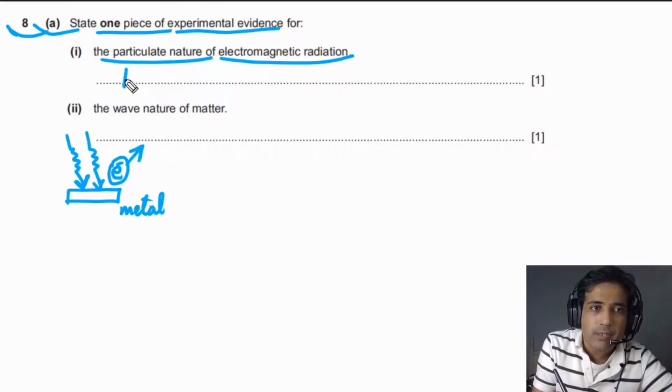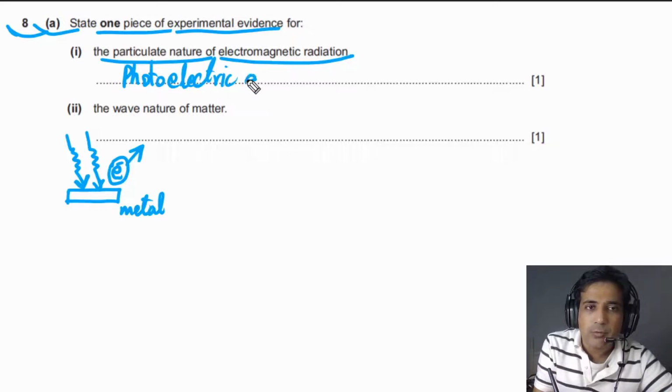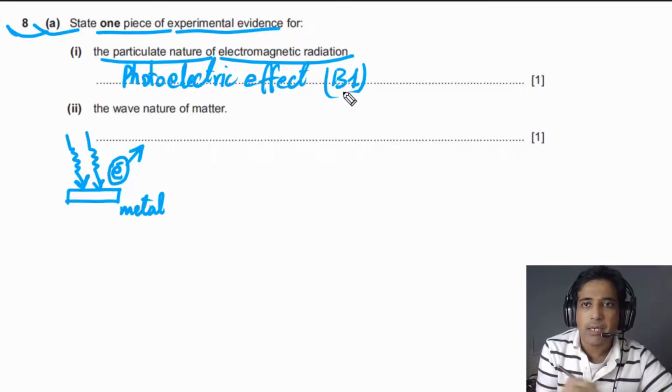So simply for the answer of this question, we can write down photoelectric effect. And this question has only 1 mark. If you have written photoelectric effect, you will get 1 mark. And this is a B mark.